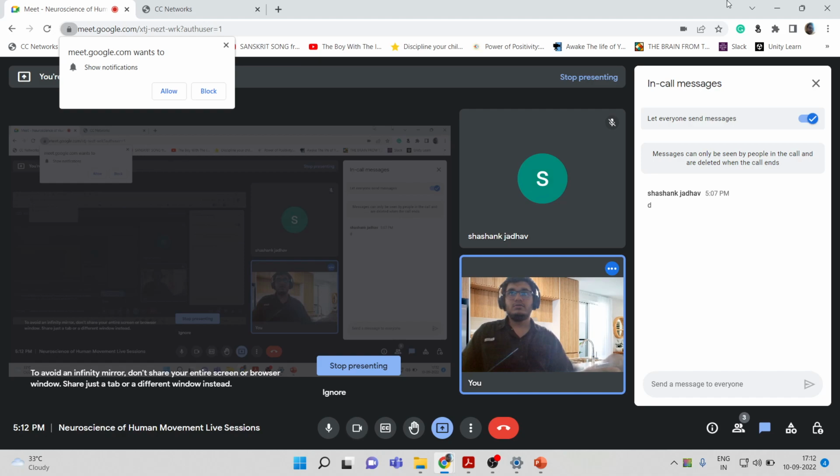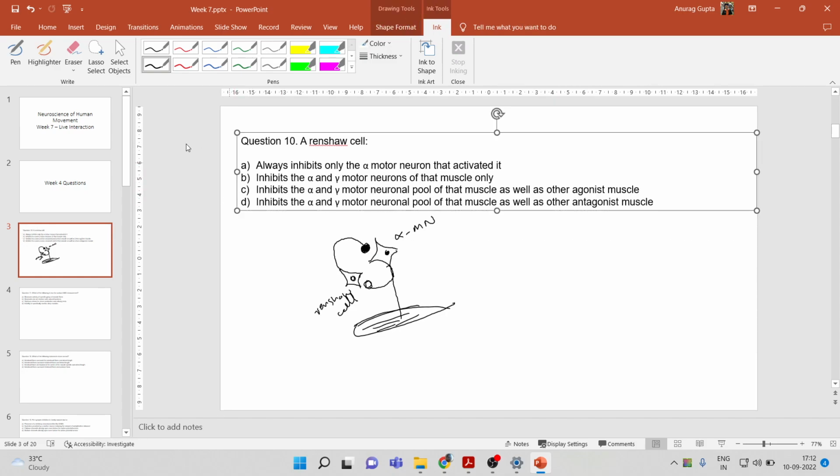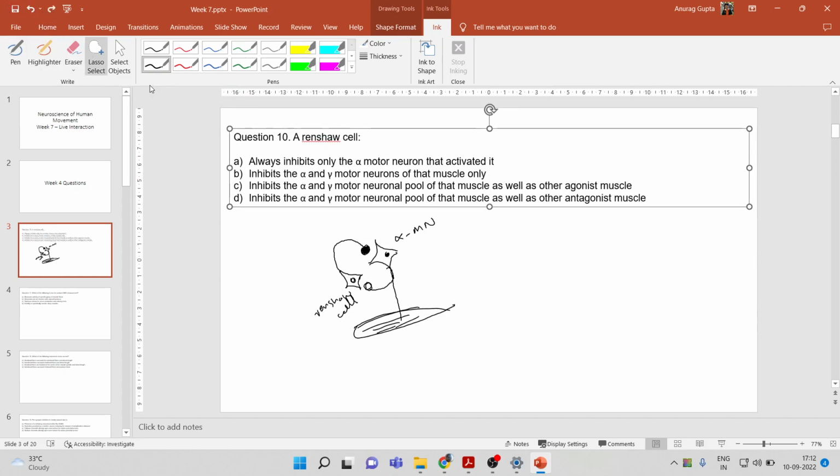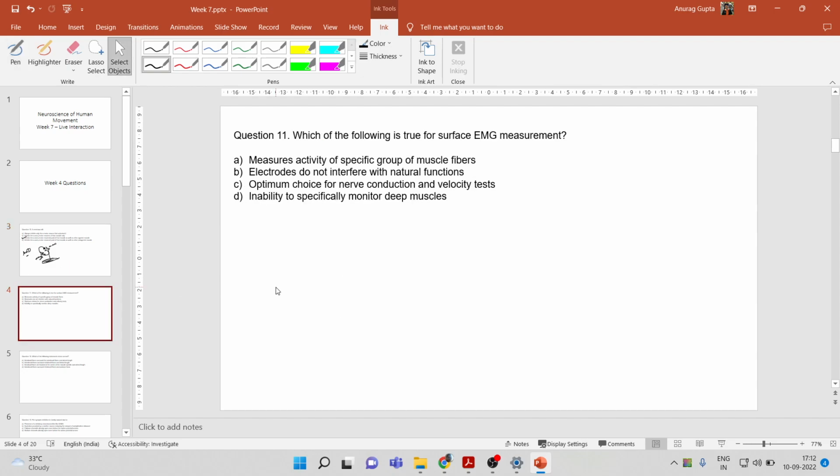So let me just go back. The answer should be it inhibits the alpha and gamma motor neuronal pool of that muscle as well as other agonist muscles. So the answer is C. Okay. So we'll go to the next question now. In case you have any doubts, you can ask me.